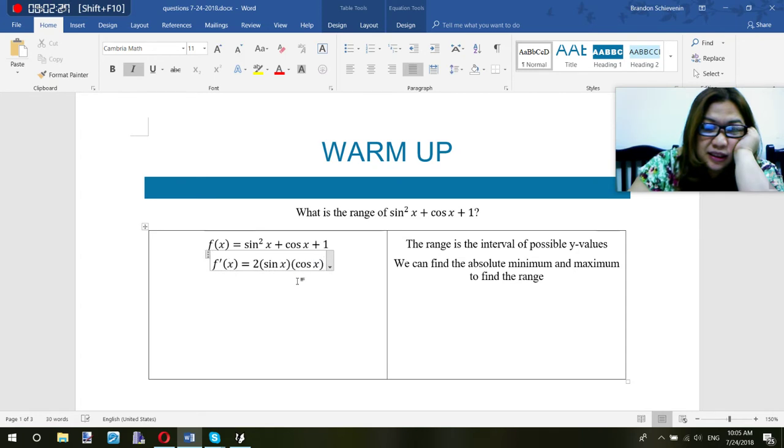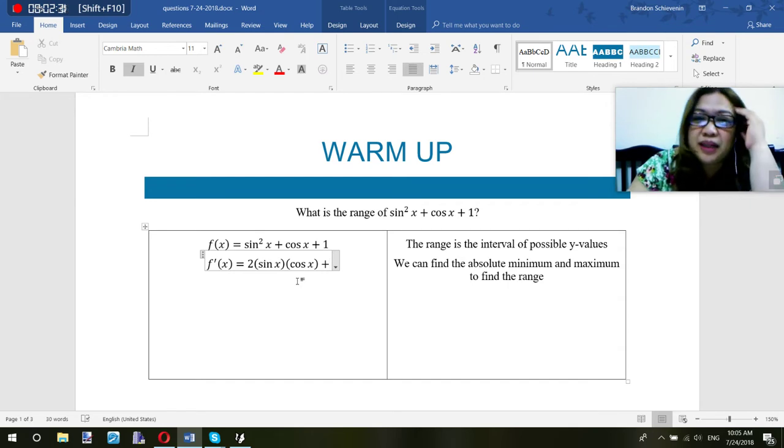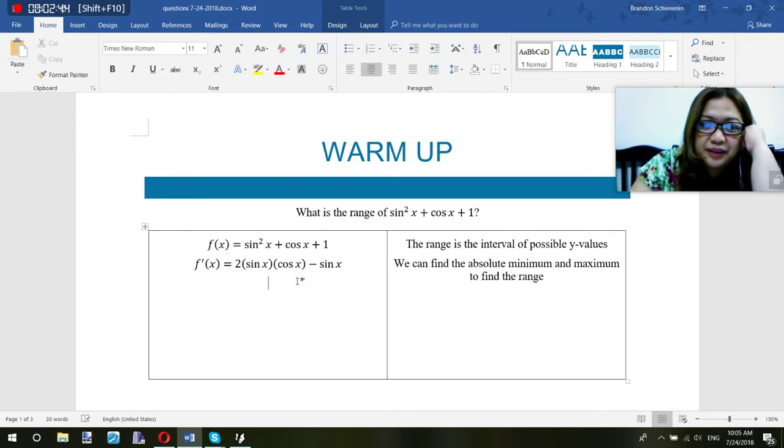Okay. Plus, what happens if I derive cosine? So if I derive cosine, I will have negative sine x. That was plus a negative sign, so it has changed to a negative. What happens if I derive 1? Alright, so that will become 0, so that's going to go away. Okay, so I've got this now. My derivative is equal to 2 sine x cosine x minus sine x.